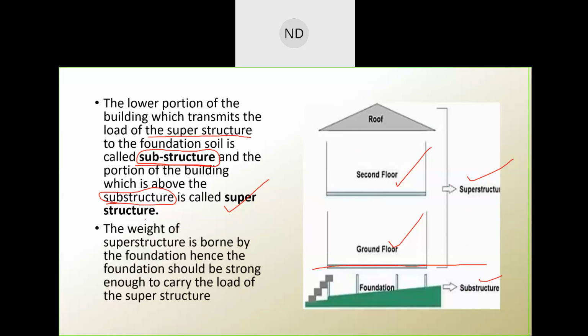What is the point given here? The weight of the superstructure is borne by the foundation. Hence, the foundation should be strong enough to carry the load. Obviously, you know this. Since the entire superstructure is going to be above your substructure, your foundation has to be strong enough to carry any load you want to construct. 3 floors, G+3, G+4, G+5, any number of floors you want to develop, considering all the dead loads and live loads. So these are your superstructure and your substructure.